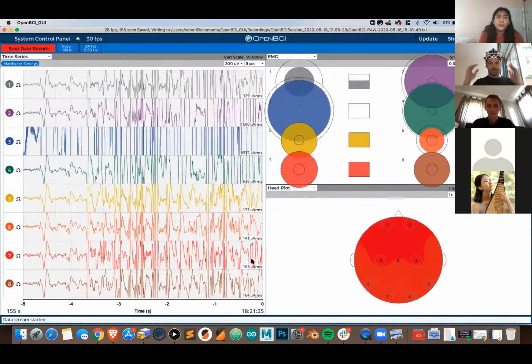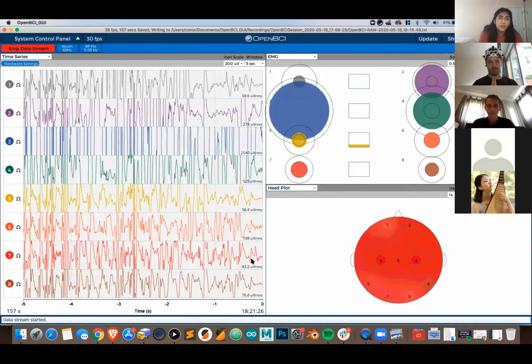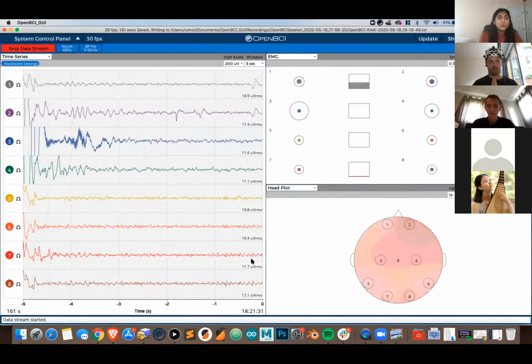So question for you. Which electrodes are you using right now? Dry, wet, or the comb electrodes? I know that there's a whole bunch on.